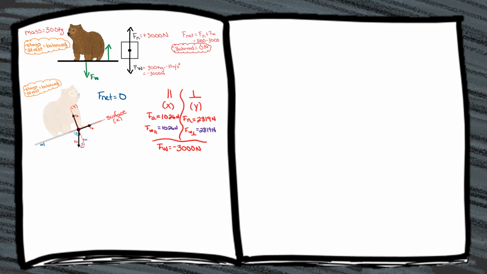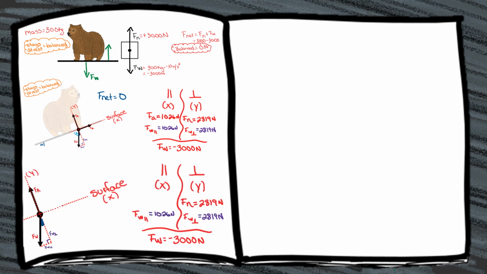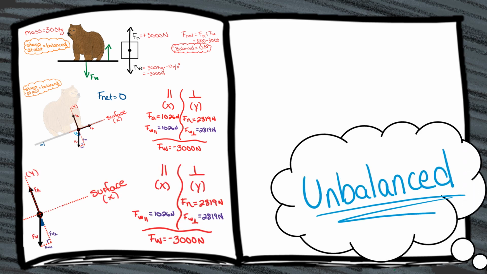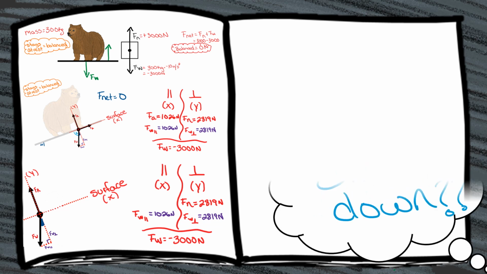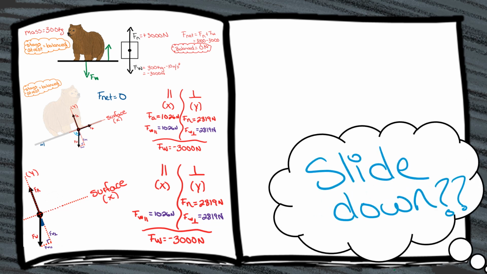What if the bear can't continue to apply that force? What would happen to the net force? That's right, Alex. The net force would no longer be zero. Therefore, there would be unbalanced forces. But what does this mean about the bear's movement? That's right, Alex. The bear would now begin to slide down the incline, meaning there would be an acceleration.